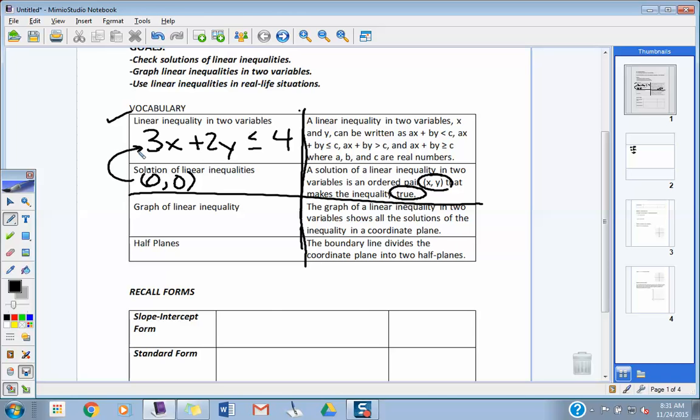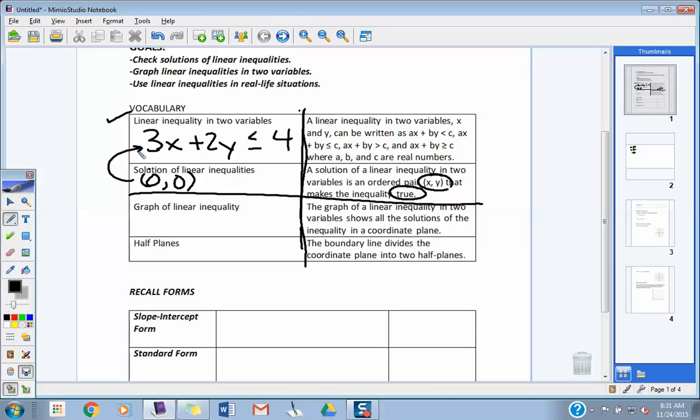If I plug in 0 for x and 0 for y on the left side, what's my value on the left? 0. Is 0 less than or equal to 4? Does 0, 0 make that inequality true then? So 0, 0 would be one of the solutions of many for that inequality. All right? The graph of a linear inequality in two variables is going to show all the solutions of the inequality in the coordinate plane. I'll show you what that looks like.